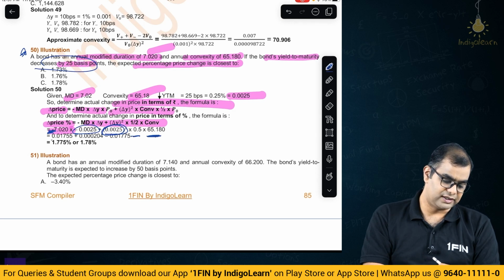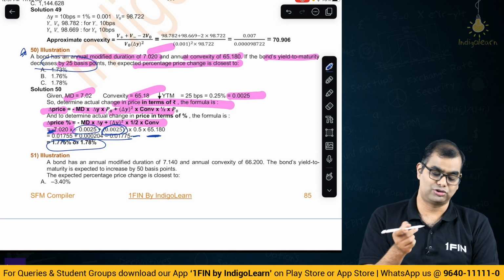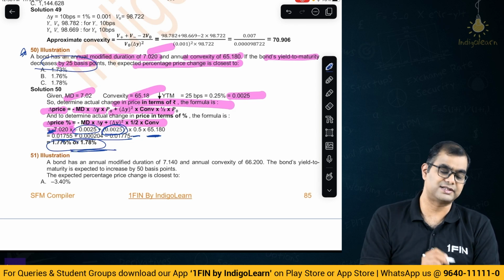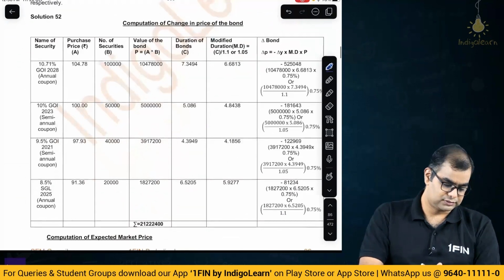So, you compute all of this, you get a value of 1.78. This is the percentage change in price. The existing price we don't know. So, the percentage change in price is this much. If there is a decrease in yield, there is going to be an increase in price. So, you have to say that the increase in price is 1.78%. Let us move to the next one.